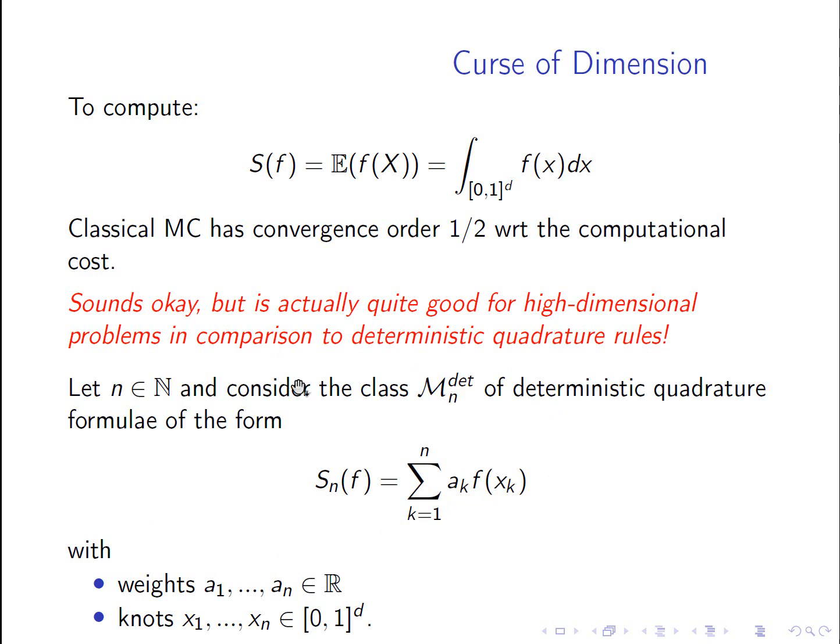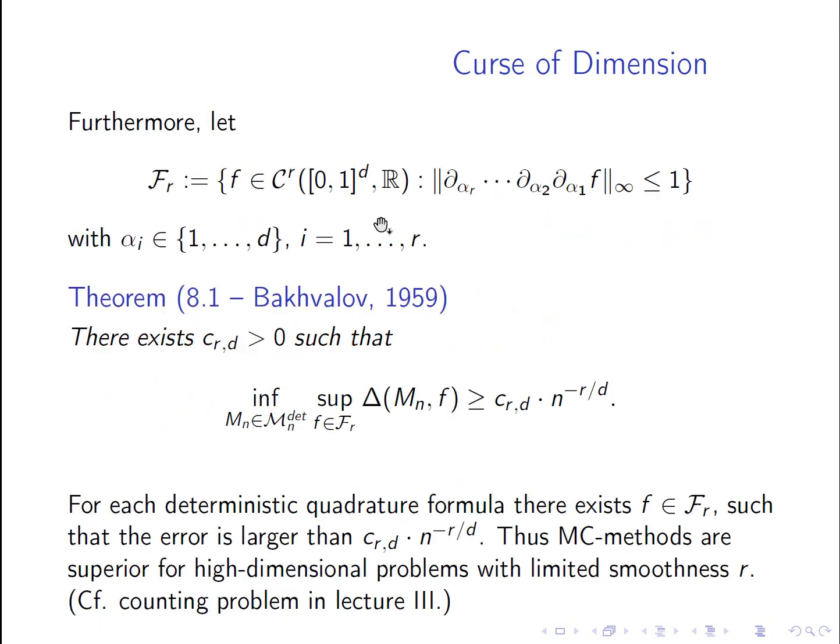So now we're considering the whole class here. And then there's a lower bound, which is summarized in this theorem here, which goes back to Bakhvalov from 1959. So what do we have here? First, let's look at this curly F of r. So curly F of r is our class of integrands, and here we assume smooth integrands.